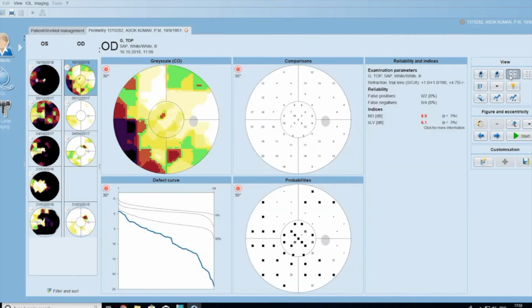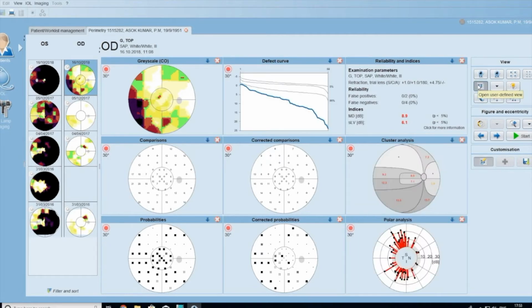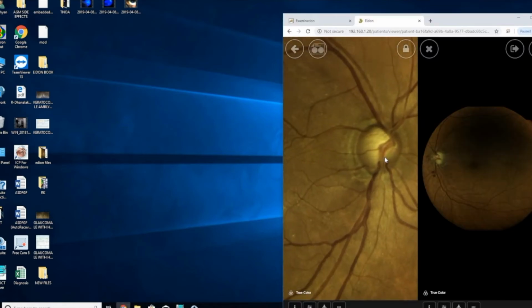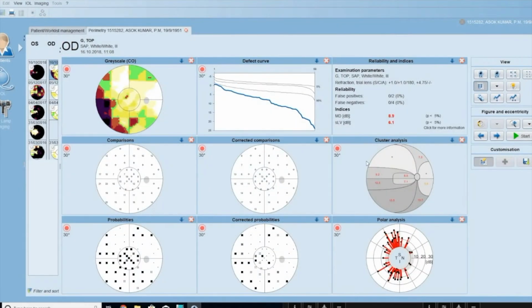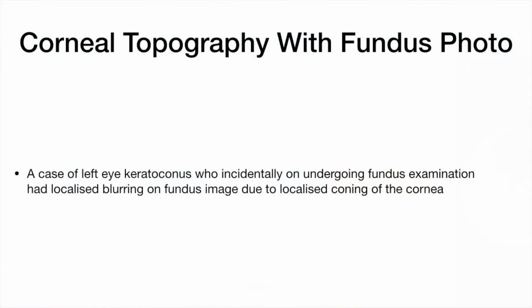Similarly, the chart that we want to see, be it the grayscale, the comparisons, the corrected comparisons, the defect curve, the cluster analysis, or the polar analysis, can be specifically selected. The fundus picture of the same patient can be opened simultaneously, and the visual field can be compared with it side by side. Superior notching in the disc corresponds to the superior polar fiber loss in the polar analysis chart. Similarly, the inferior NRR can be compared with the inferior pole in the polar analysis chart.